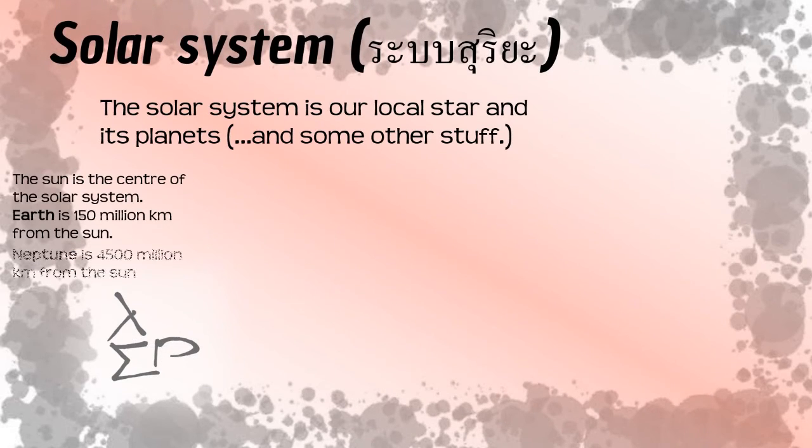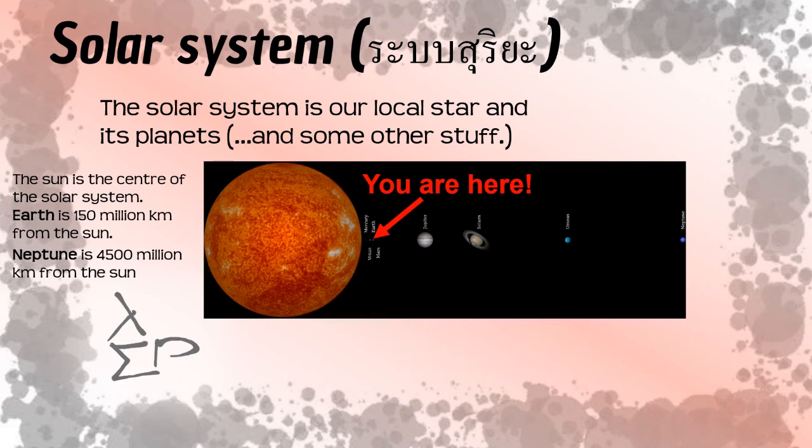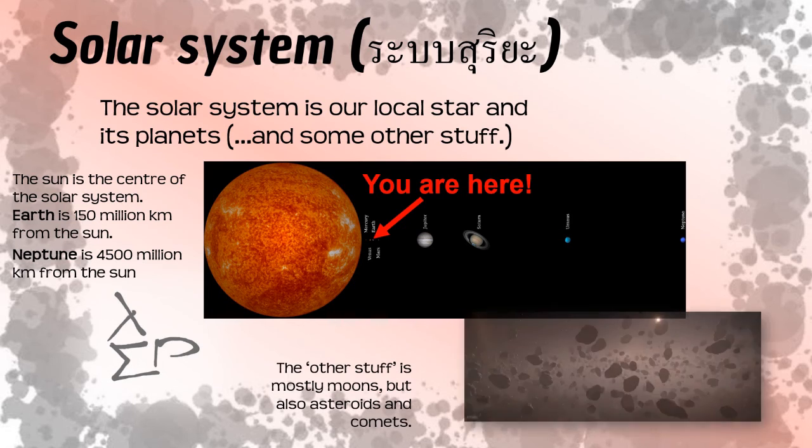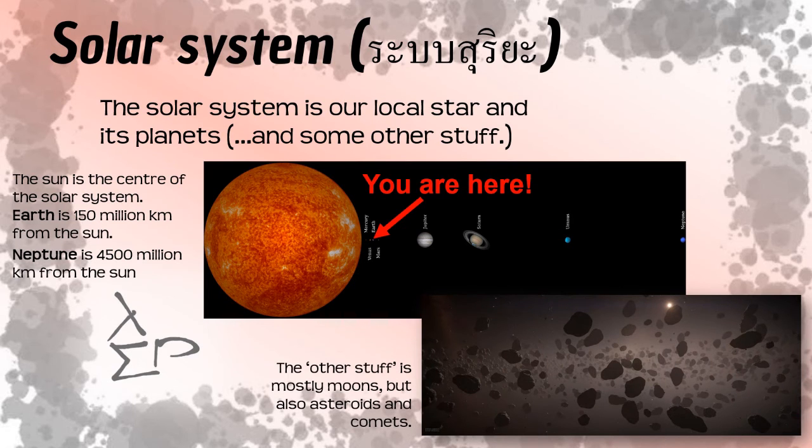Solar system. The solar system is our local star and its planets, and some other stuff too. The Sun formed about 4.5 billion years ago, and Earth and the other planets cooled out of what was left. The Sun is 99.9% of all the mass in the solar system, and there are 8 planets and many moons orbiting around it in space.